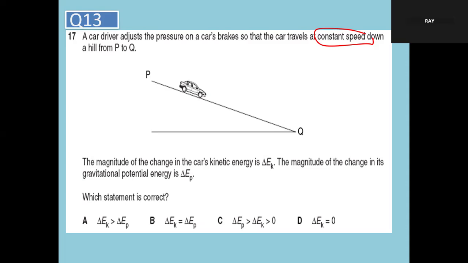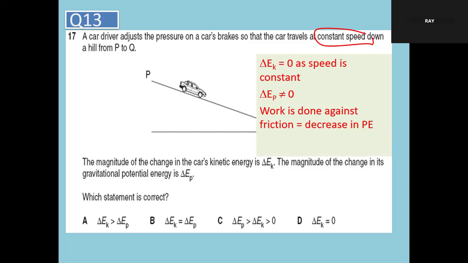The key is constant speed. Constant speed straight away means there's no change in speed. So there's no change in kinetic energy. Kinetic energy is 0. Potential energy is never 0. Okay, yeah.